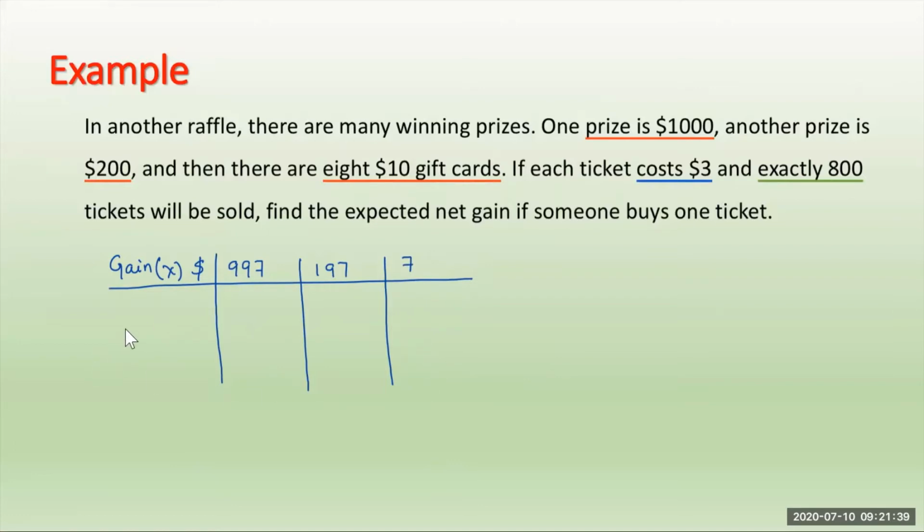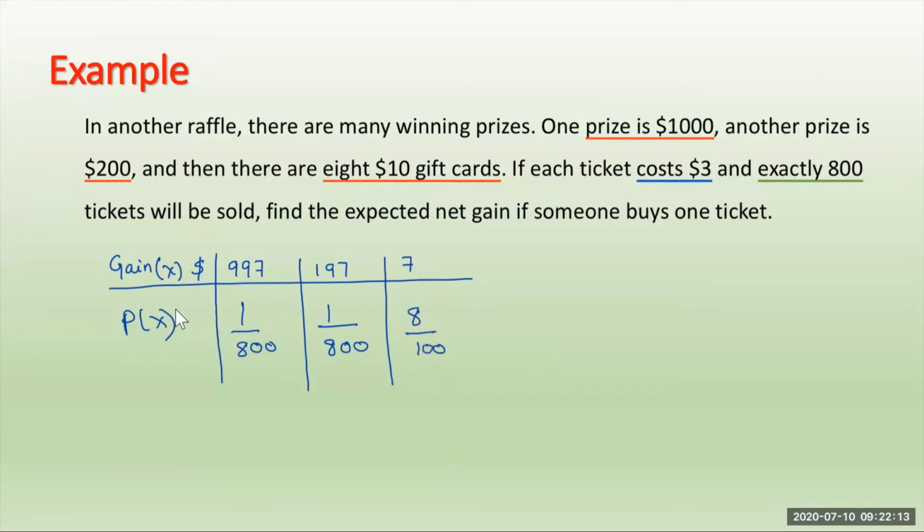Now the probability P of X. There is one ticket gaining this. One ticket will gain 997, so it is 1 out of 800. This one, 197, also one ticket is gaining that, so 1 out of 800. But $7 from the gift card is gained by 8 tickets, so this is 8 out of 800.